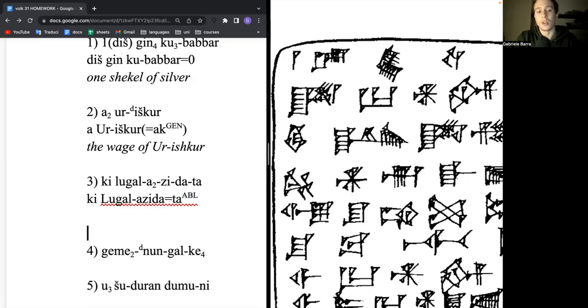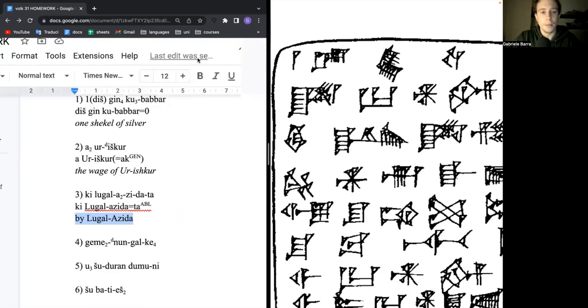So this would be basically by. Right. But should we just specify it by the place, from the place? No, let's just say by Lugal Azida. Let's say Azida. Good. It's a participle form. So by Lugal Azida.